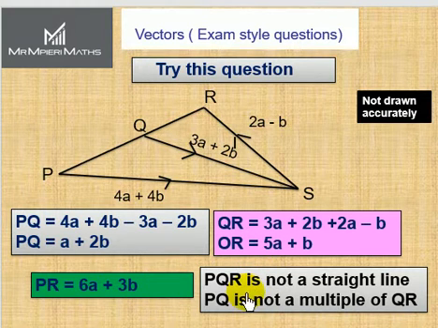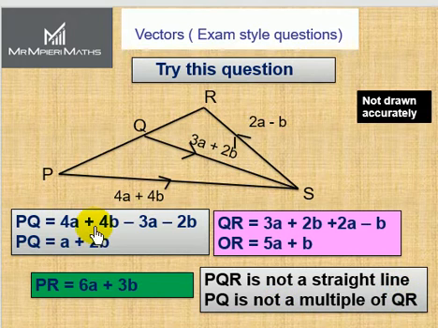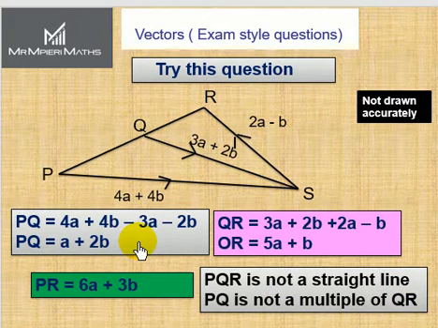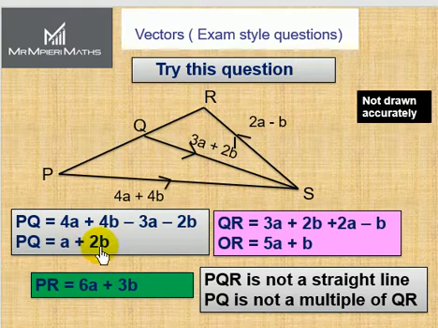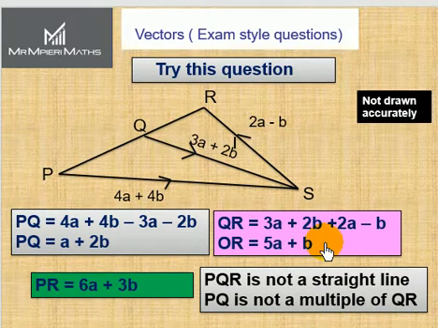But again here, PQR is not a straight line, because PQ is not a multiple of QR. PQ here is a plus 2b and here we have 5a plus b. So it's not a straight line.